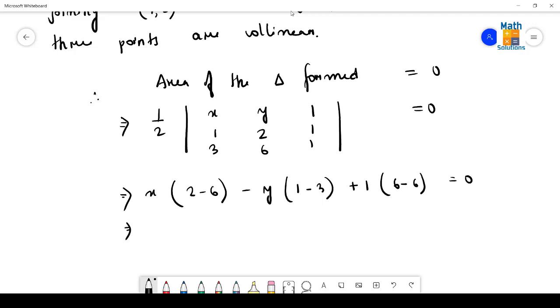So the result will come like this: minus 4x, and here in this case it will be plus 2y, will be equal to 0. So arranging the terms properly, we shall be getting twice x minus y is equal to 0, and this is the required equation.